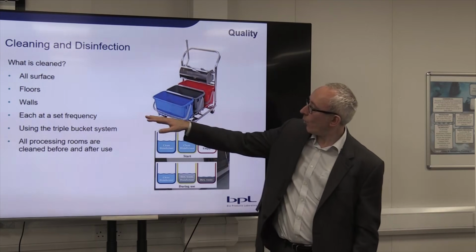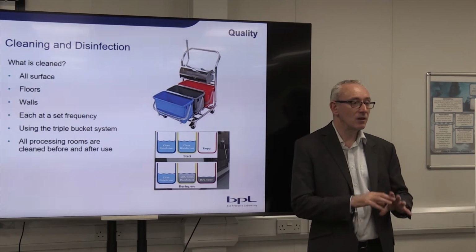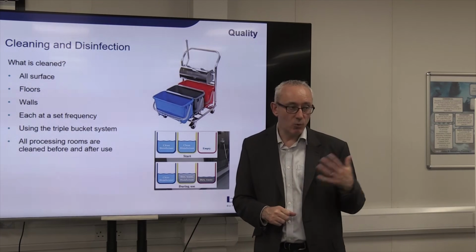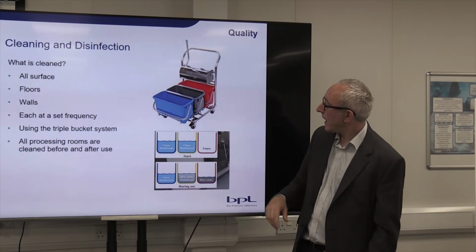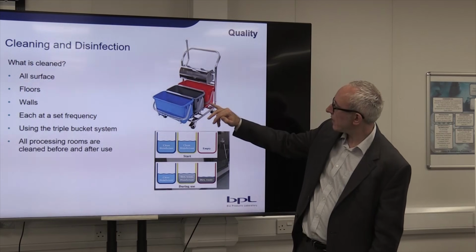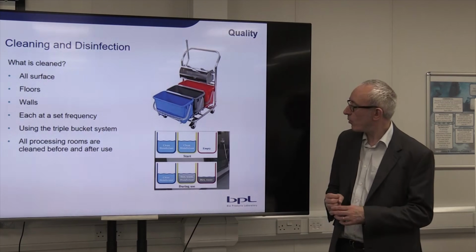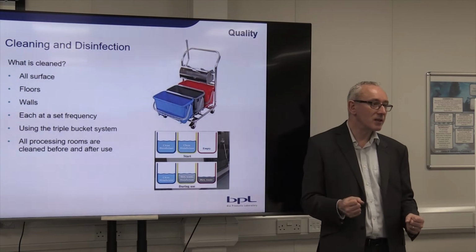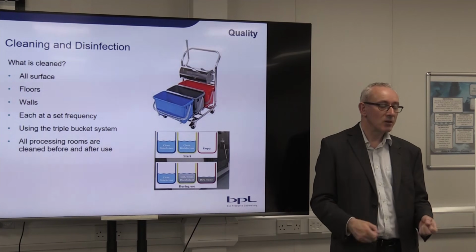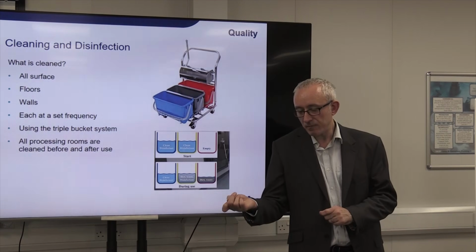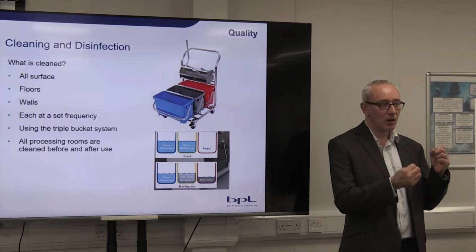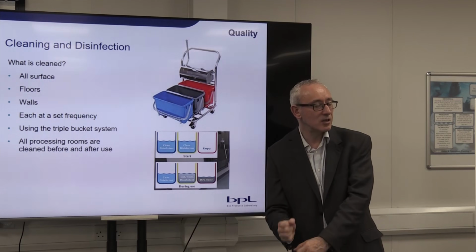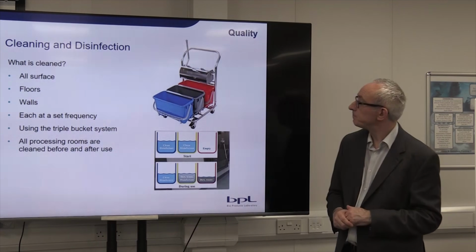And then all working surfaces are done before every operation. Floors often tend to be done weekly, walls at lower frequencies. And there's also a particular system called the triple bucket system. The reason it's triple bucket is to avoid recontaminating the mop. So the mop will go into the solution, but then it needs to be wrung out and then rinsed before it goes back into the next solution to use for the next stroke.